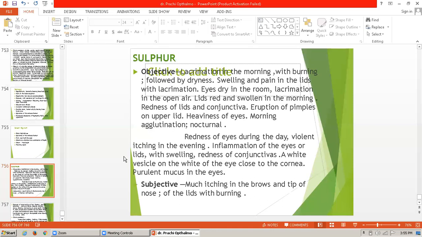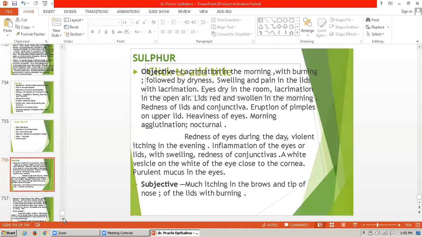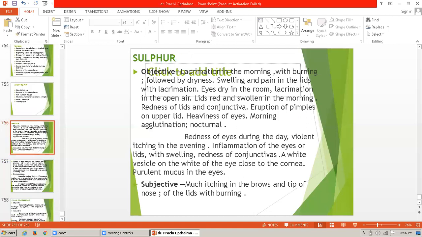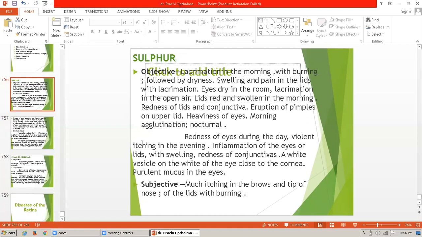Then the last remedy is Sulfur. Objectively, there is lacrimation in the morning with burning, followed by dryness, swelling and pain in the lid with lacrimation. Eyes are dry in the room, lacrimation in open air. Lids are red and swollen in the morning. Redness of the lid and conjunctiva with eruption of pimples on the upper lid.